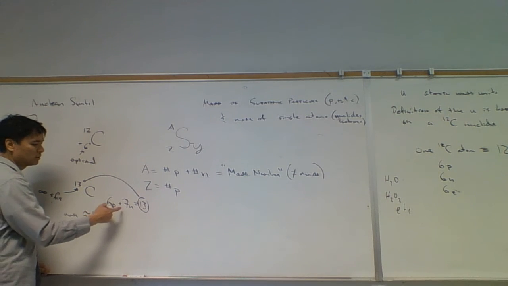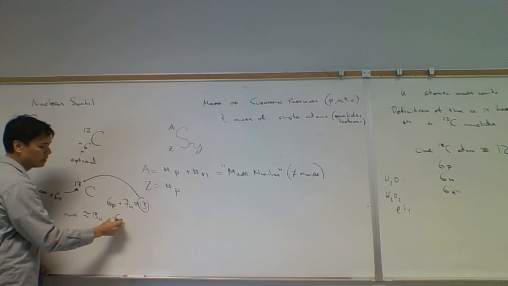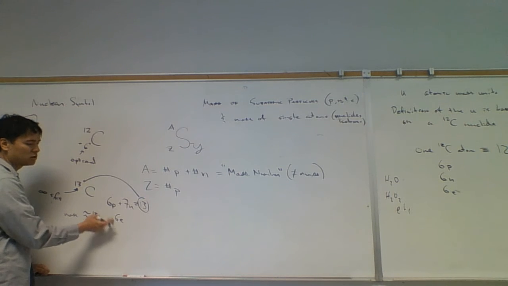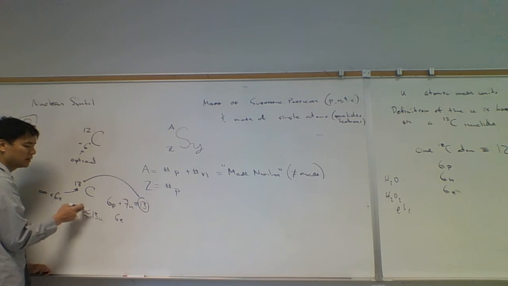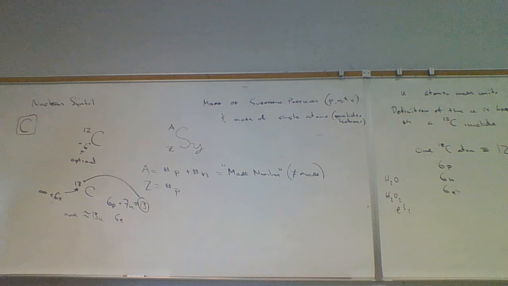Carbon 13 is 6 protons, 7 neutrons, and 6 electrons. That's it. The 6 electrons don't weigh much, so those aren't going to impact the mass very much. But the question comes about, well, how are these particles arranged inside the atom? We need to know the structure, the structural arrangement of the atoms.